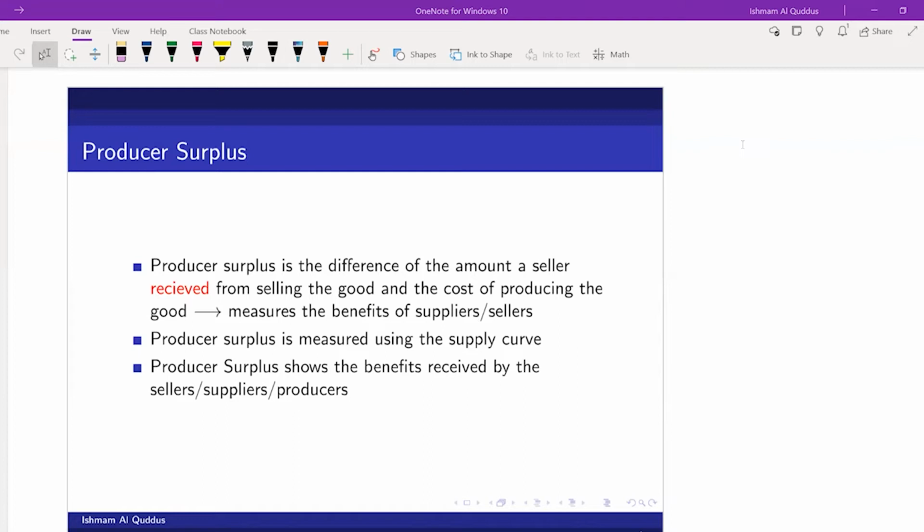So the producer surplus is the difference of the amount a seller received from selling the good and the cost of producing that good. So the amount a seller received minus the cost of producing that good. Producer surplus can also be measured using the supply curve, as we have shown how we use the demand curve to illustrate the consumer surplus. So producer surplus shows the benefits received by the sellers or suppliers or producers.